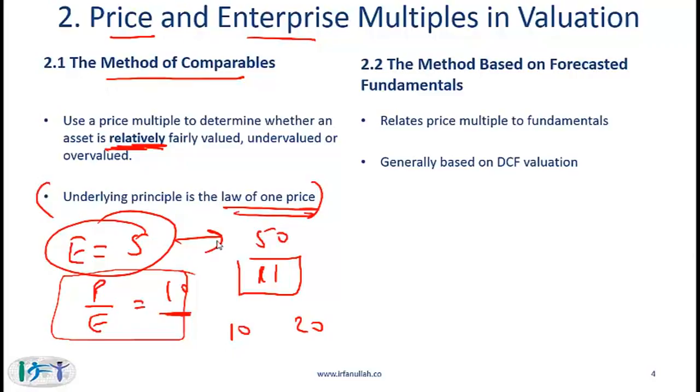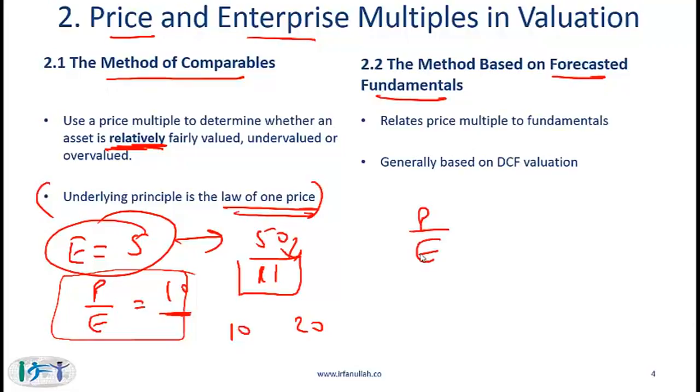So the law of one price would say that the price per dollar of earnings needs to be the same. In my example here, if for your target company the price per dollar of earnings is high, that means that this company is currently overvalued in the market. The other method is based on forecasted fundamentals. This relates the price multiple.